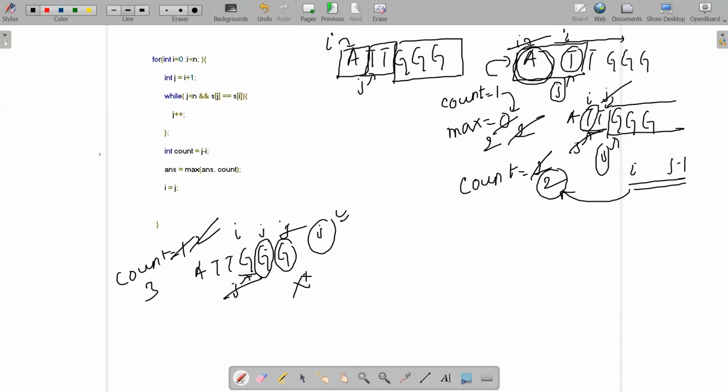So from here onwards, there are no characters left to be judged. Finally, I check the count. What is the count of my current substring? That's 3. So that's more than my overall max length substring with all same characters right now. So increase it to 3. So finally, my answer will be 3. Whatever is stored inside your max, that will be my final answer.